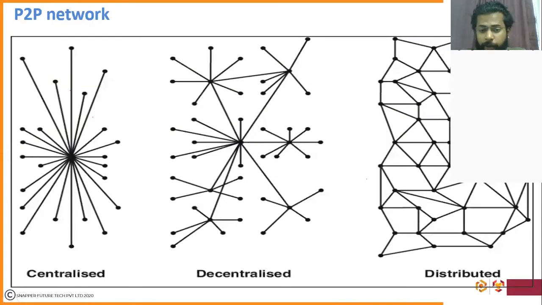Still, the single point of failure was not overcome by the decentralized network topology. It doesn't suffice my need. Okay. So let's look at the third type of network topology, that is distributed network topology.